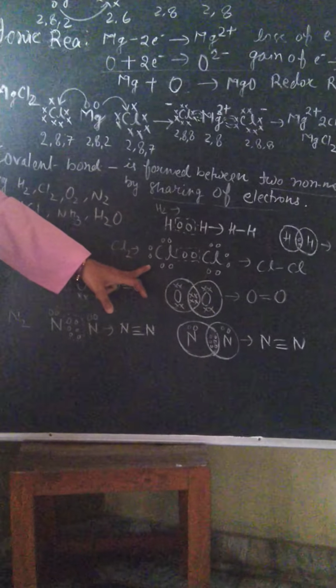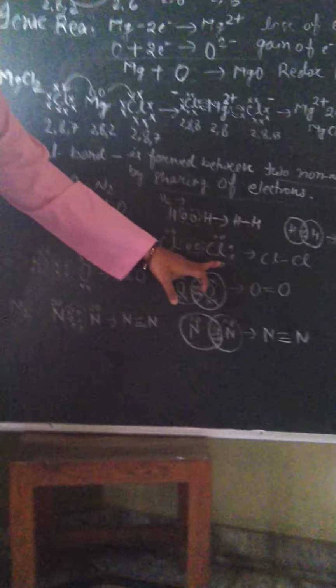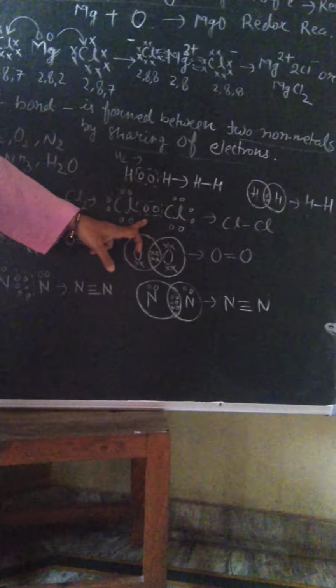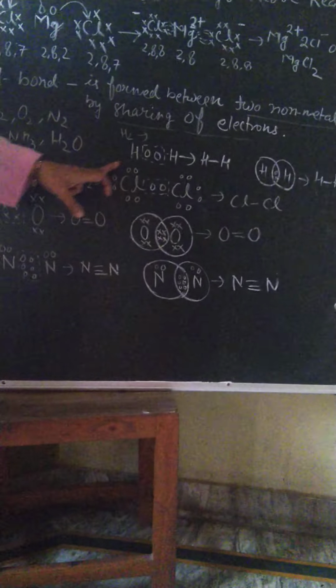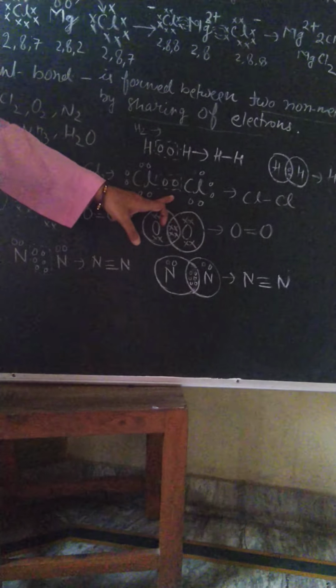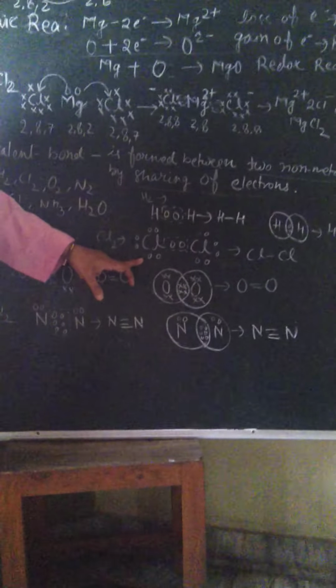Now second example is Cl2. Configuration is 2, 8, 7. So 2, 4, 6 plus 1, 7. This chlorine 2, 4, 6 plus 1, 7. Here chlorine will again keep 1 electron for sharing, and in this way their octet will be complete. 2, 4, 6 to 8. So each chlorine will complete its octet by sharing one pair of electrons. So Cl single bond Cl.